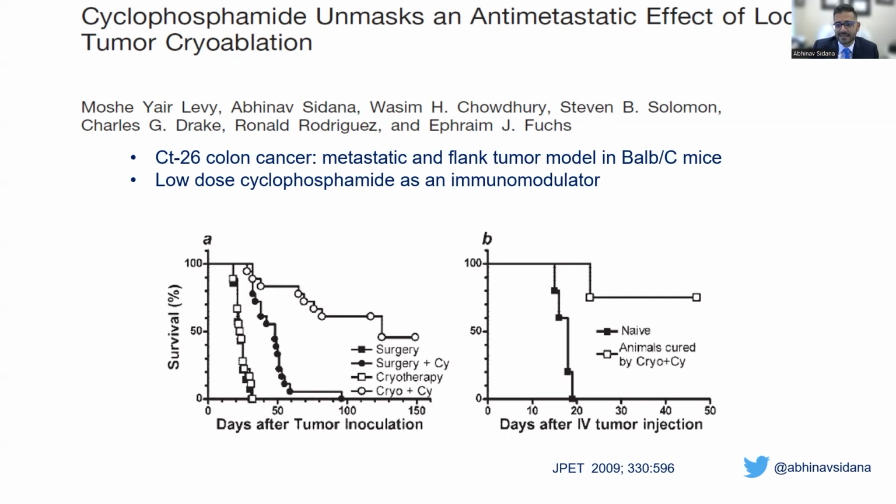We used Cy as an immunomodulator here, as the previous studies have demonstrated. The low-dose cyclophosphamide reduces the proportion of regulatory T cells, which are inhibitory T cells. So by reducing the inhibitory T cells, it augments an anti-tumor immune response. We found in our studies that the mice who received cryoablation of the flank tumor plus low-dose cyclophosphamide lived longer than the mice in the other 3 arms. And in the cryo plus Cy arm, 25% of the mice were actually cured of metastatic disease completely.